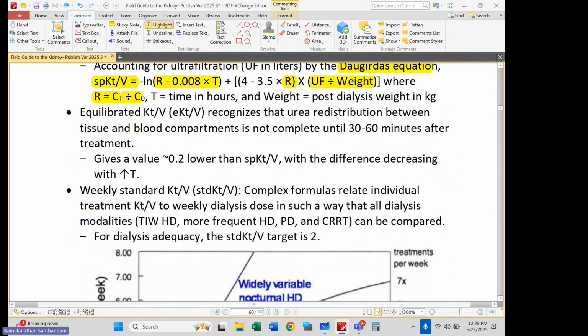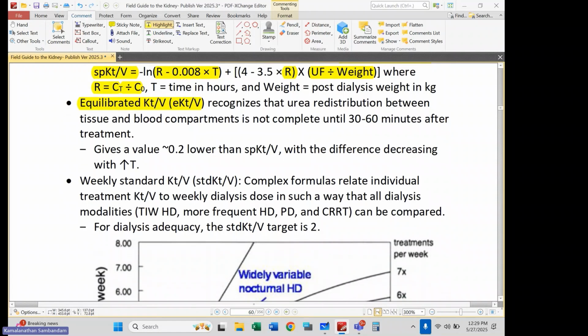All right, so we've already talked about equilibrated Kt/V. I will simply reemphasize that the equilibrated Kt/V is lower than the single pool Kt/V. The average difference between the two is around 0.2. However, that difference will be smaller when you have longer dialysis treatment times.